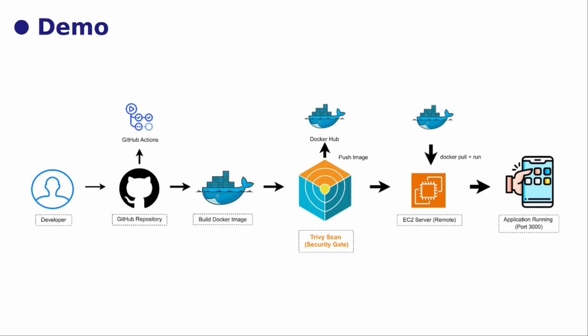Demo app. The demo application is a simple Node.js service running inside a Docker container. It listens on port 3000 and returns a basic message like "Hello from secure CI/CD" when accessed. Although the application is very simple, it is enough to demonstrate the full CI/CD process, including building, scanning, pushing, and deploying. This makes it easy to understand the workflow while still reflecting how real-world systems operate.